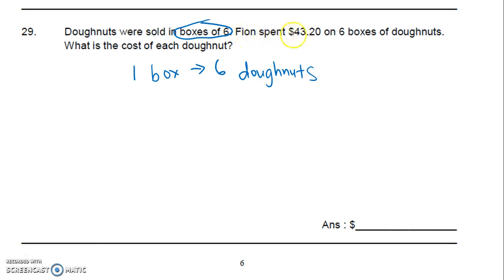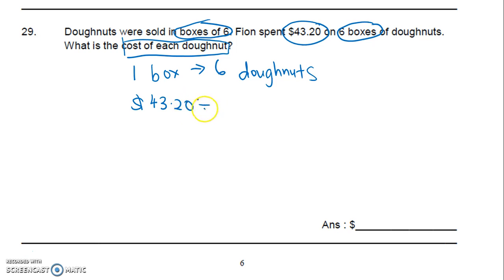Okay, and we know that she spent this amount on 6 boxes. So I need to find what is the cost of each donut. Now, I know that one box is 6 donuts. We know that he bought 6 boxes. First, let's find out how much one box costs, okay? So I have $43.20 divided by 6.